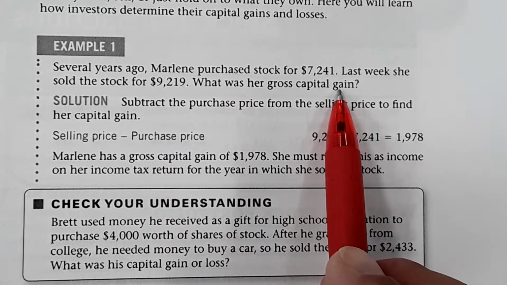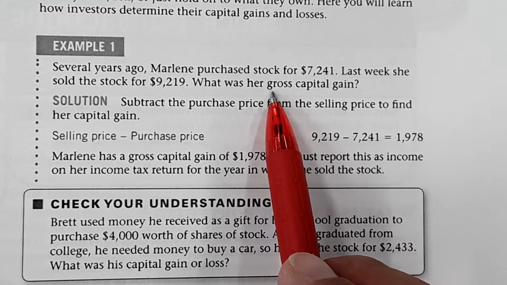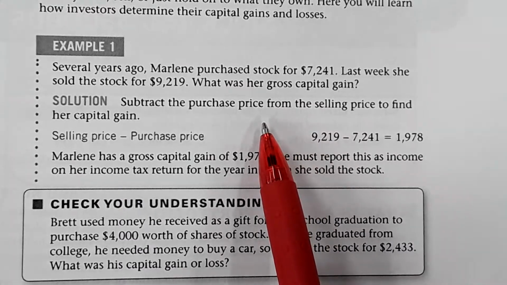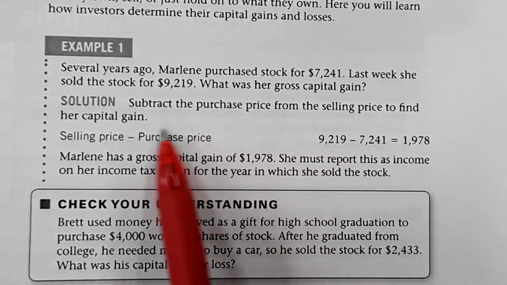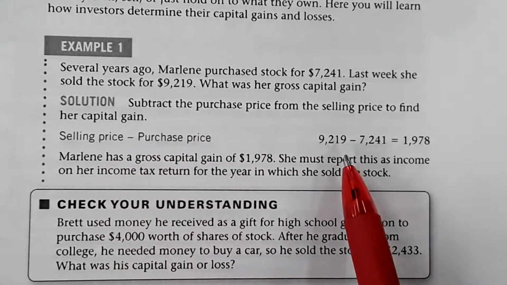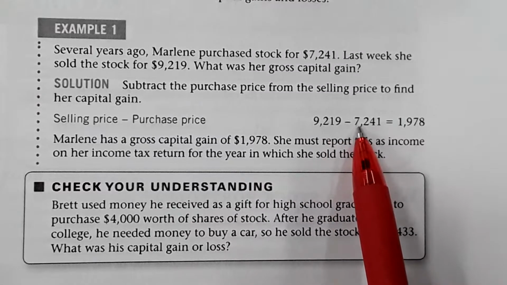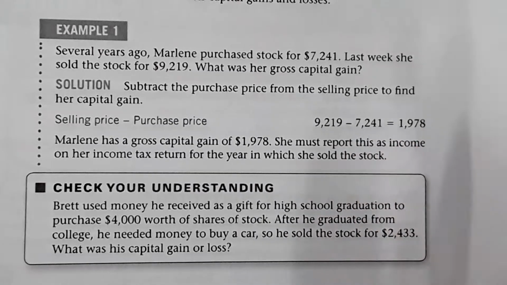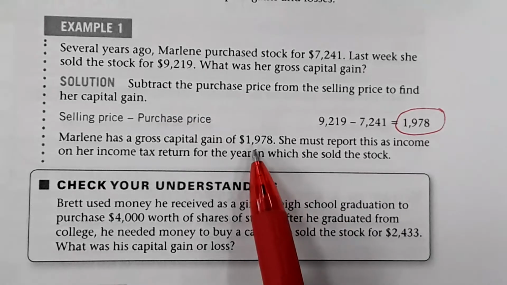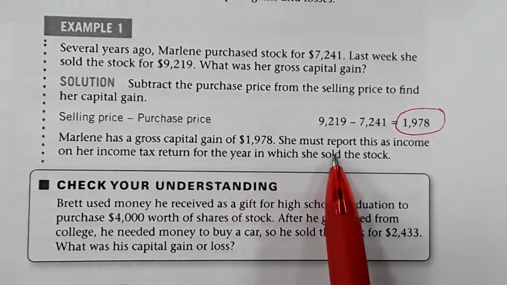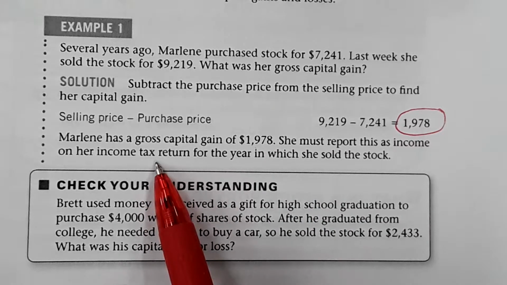Well, the capital gain means that she made money. And her gross capital gain would basically mean what she sold it for minus what she paid for it. So you subtract the purchase price from the selling price to find her capital gain. The selling price was $9,219. The purchase price was $7,241. If you subtract those, this is how much she gained. She had a capital gain of $1,978, and she's got to report this income on her tax return. And we'll talk more about tax returns when we get there.